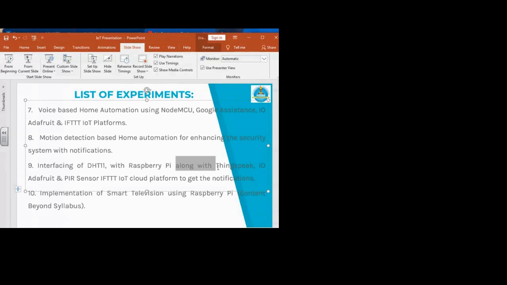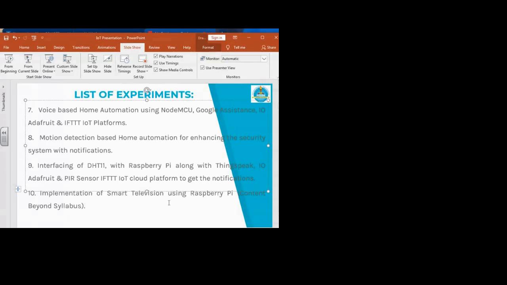Now, along with ThingSpeak, Adafruit IO is the same. You need to get the notification, so you need to use a variety of IoT development cloud platforms, but you need to interface them with the Raspberry Pi now. Here the task is the same, but the contents are changed and the architecture is changed. And finally, I have added one content beyond the syllabus, that is the implementation of a smart television using Raspberry Pi.